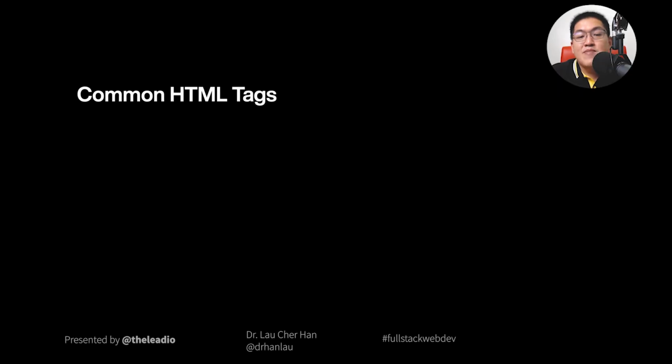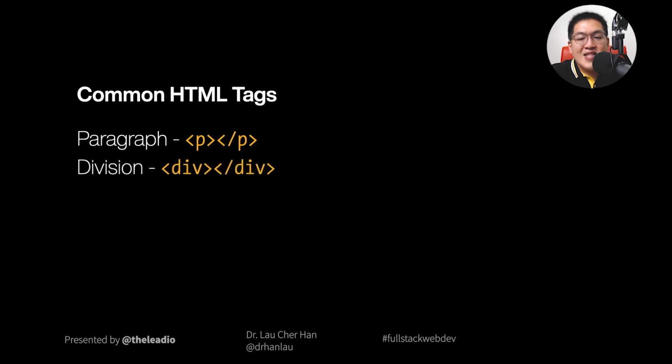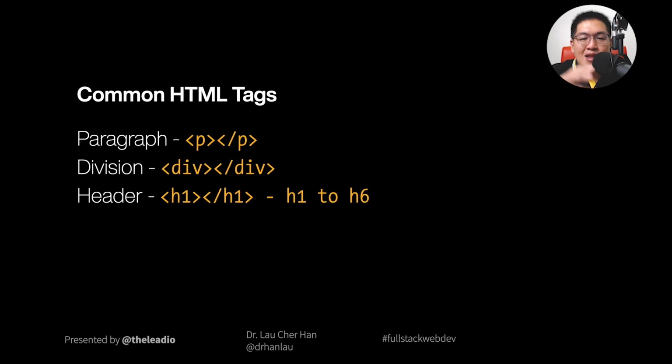Now here are some of the common HTML tags that we use in the web page. For example, the P tag, which means paragraph, so it's for us to type text inside. And then the div tag, which stands for division. It allows us to logically group elements together as a division. And header means header text. It allows us to display text of different importance. So there are 6 different levels from H1 to H6. And of course, the IMG or image tag, it allows us to display images.